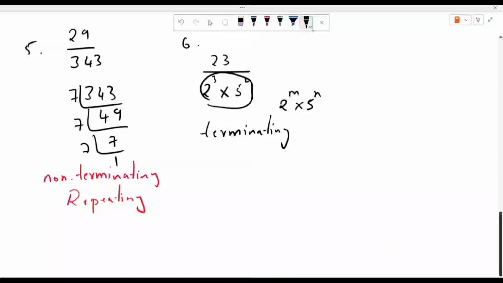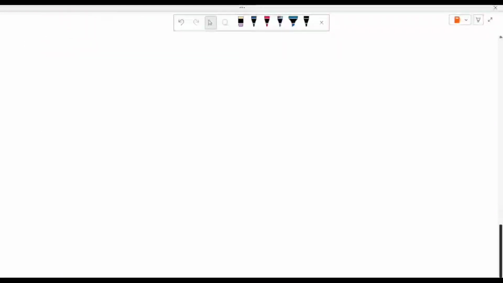So let's see the seventh question. What does the seventh question say? 129 divided by 2 square into 5 square into 7 to the power of 5. So now it is a non-terminating repeating decimal because there is 7 to the power of 5. The denominator should have only 2 and 5. Now here 7 comes, so again it is a non-terminating repeating decimal.